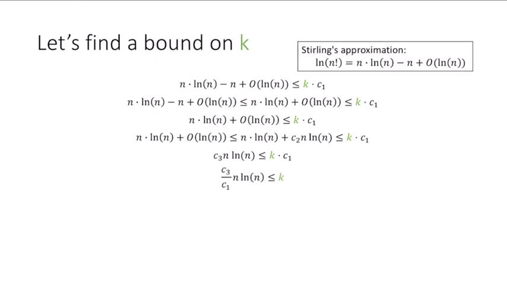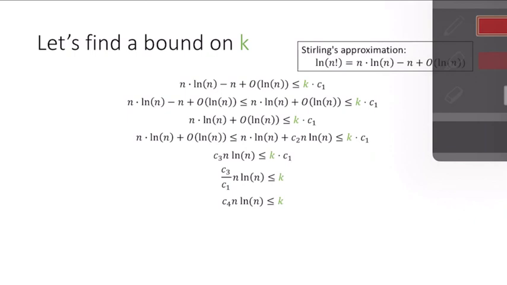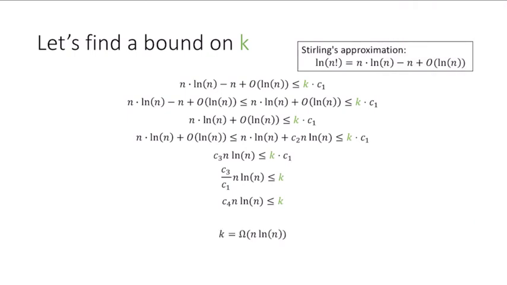And then I'll divide both sides by c1. So I have c3 and c1, all constants on one side, and I'll just regroup those together and create a new constant and call it c4. And that's what we have. So we have k is big omega of n log n. And remember, we can always change the base if we'd like to. Change of base is just multiplying by a constant factor.